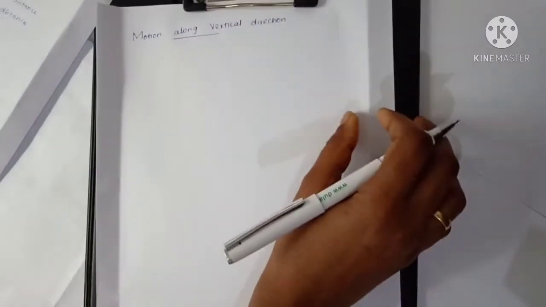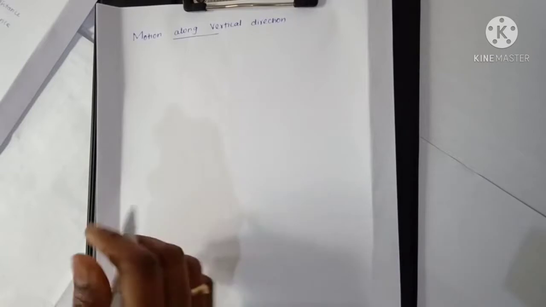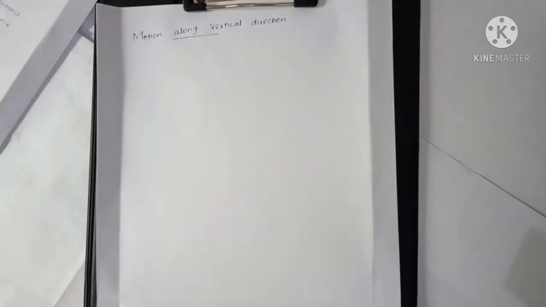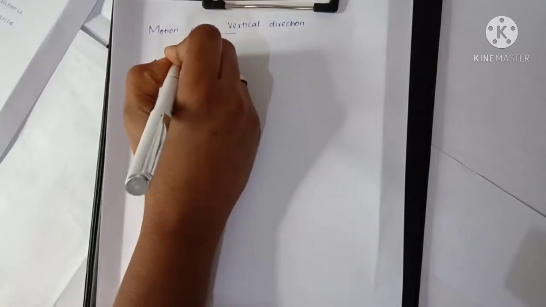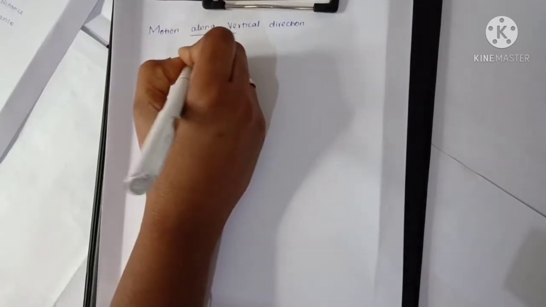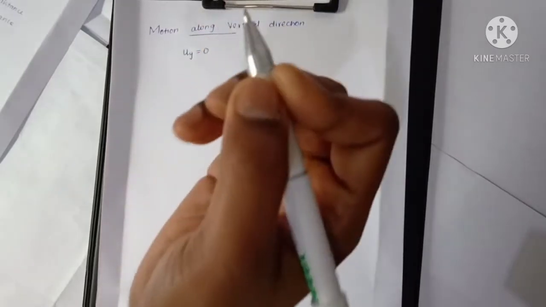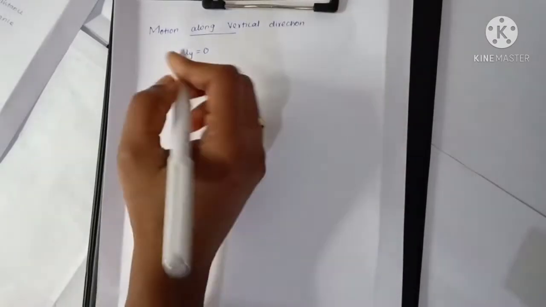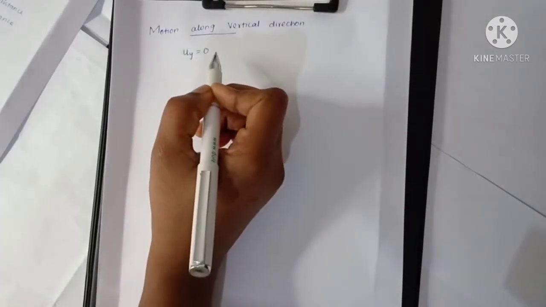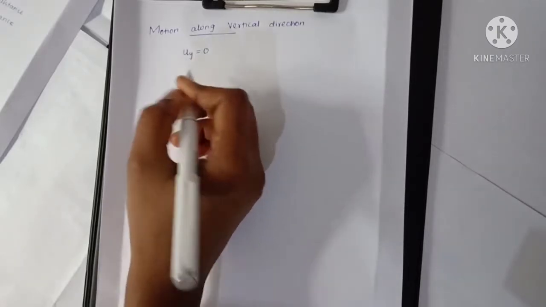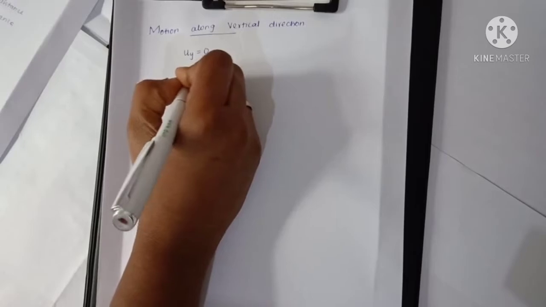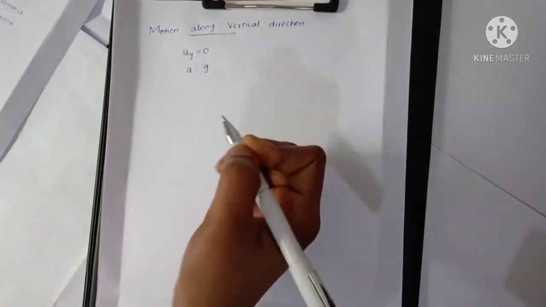Motion along the vertical direction. Here, there is no initial velocity along the vertical direction, that is along the y-axis. So along the y-axis, uy is equal to 0 because there is no initial velocity. The object or particle moves due to gravity, so acceleration a is equal to g.